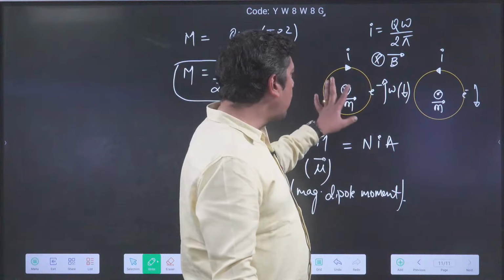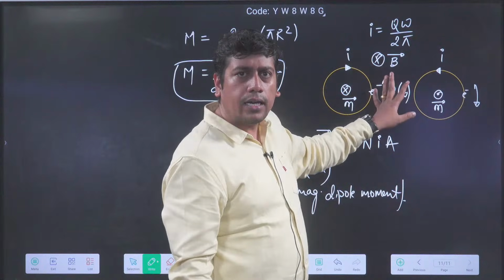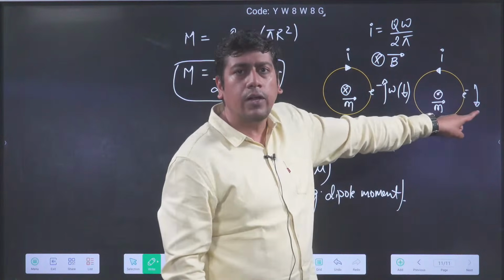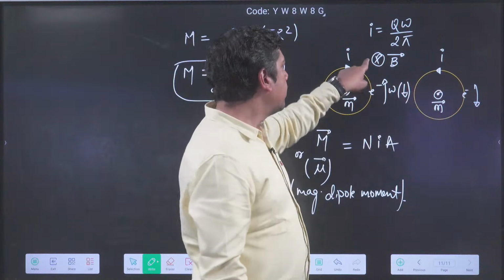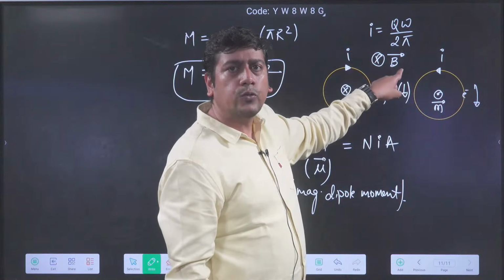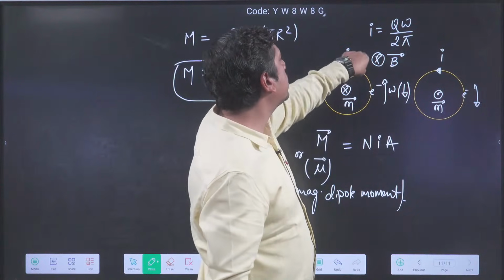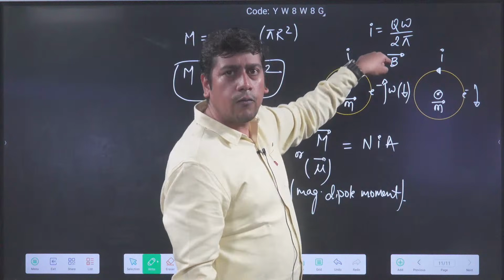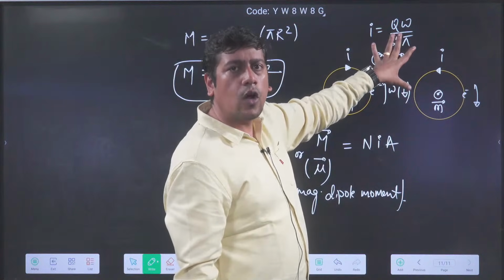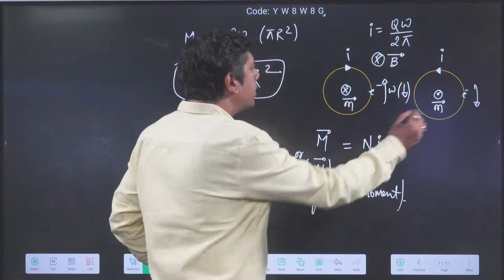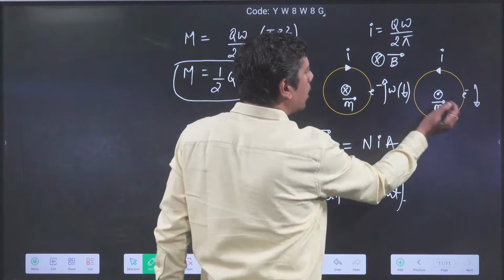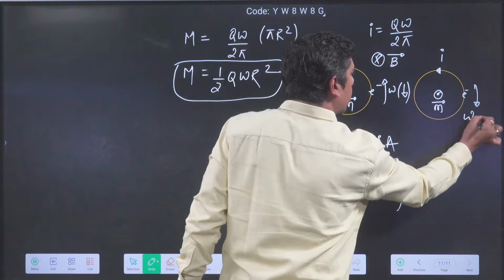Again, if you want, I can go in depth here, about which omega will increase and which will decrease. That will depend on in which direction you have switched on the field. If the field is switched on like this, inward magnetic field, then this omega will decrease, and this omega will increase.